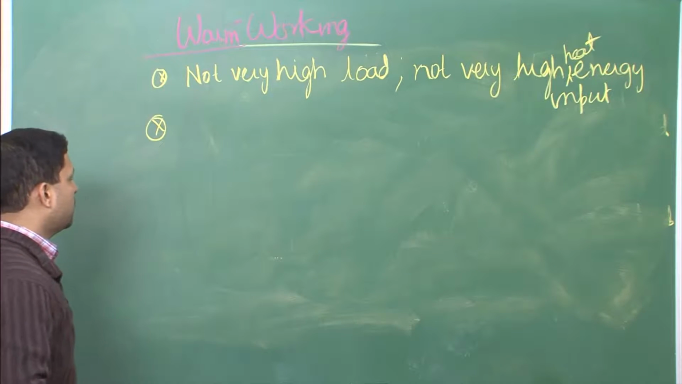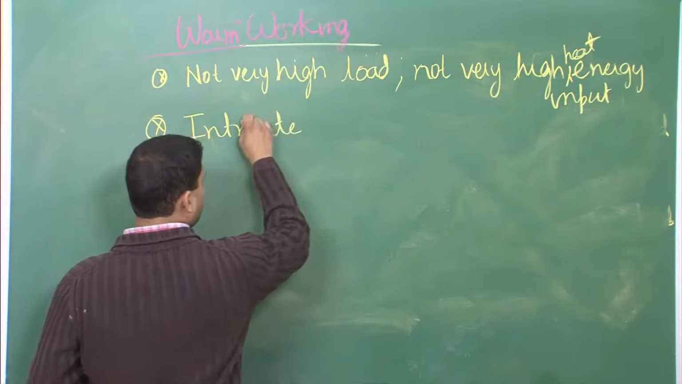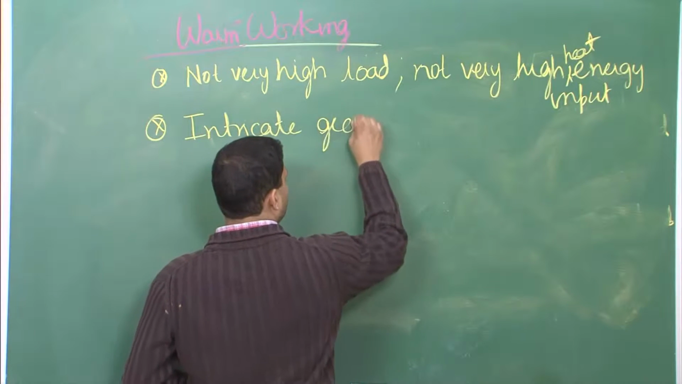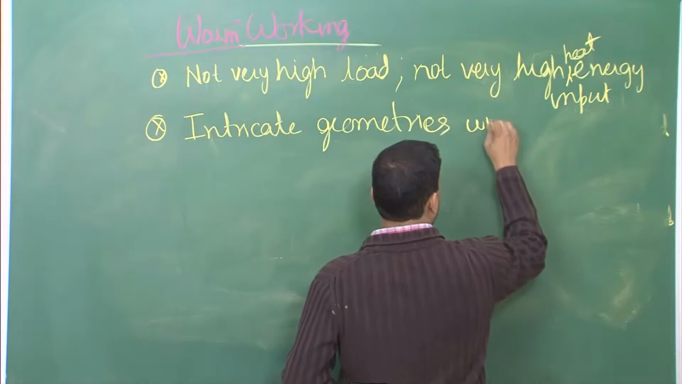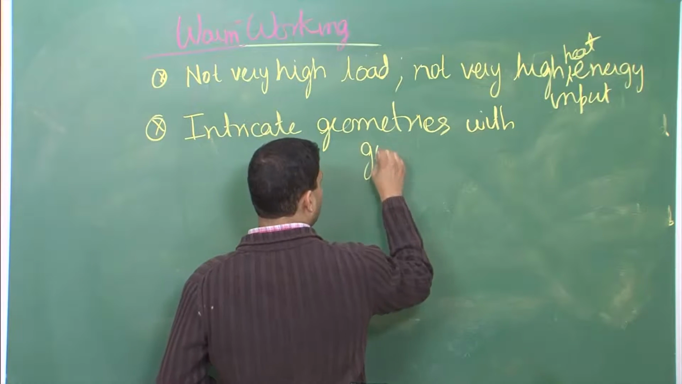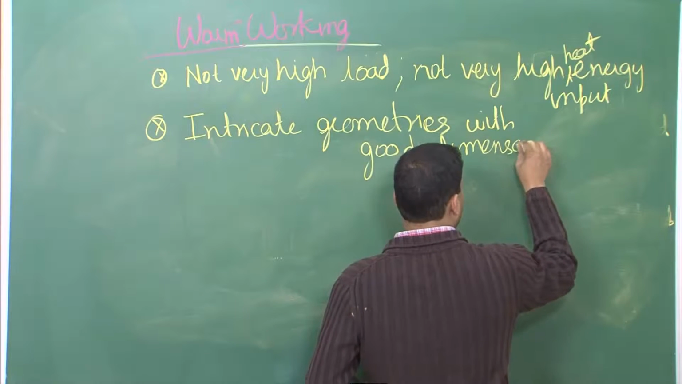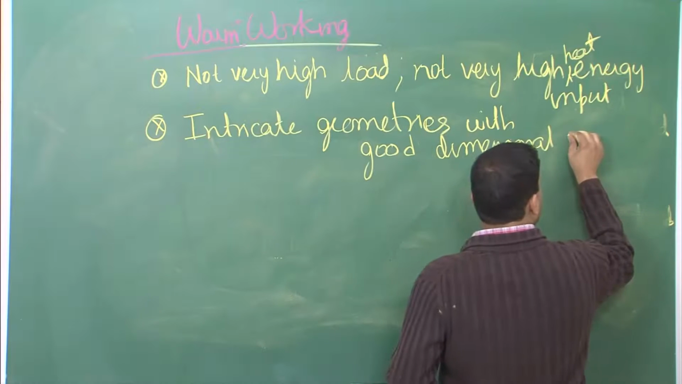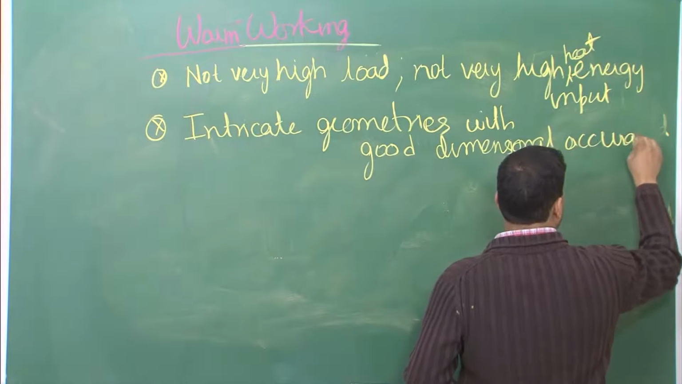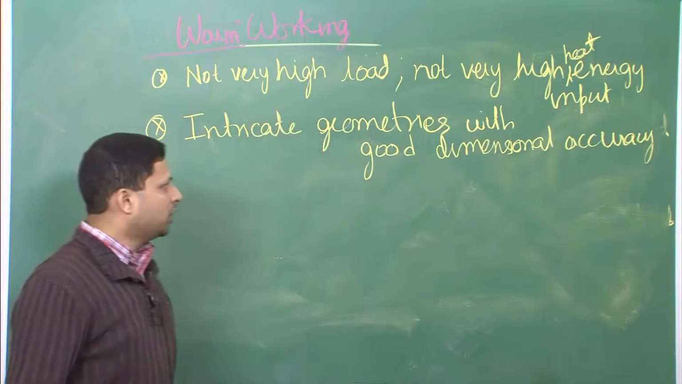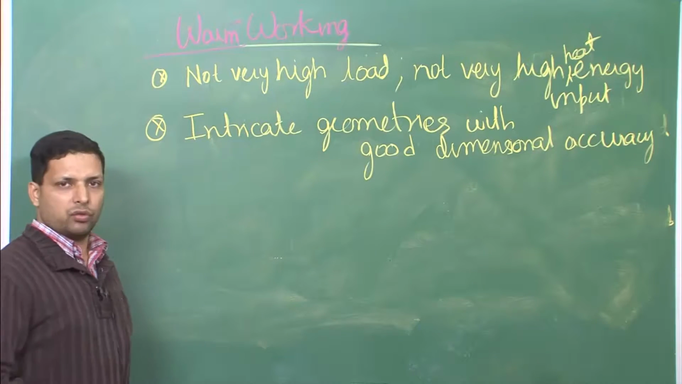And the advantage is that you get intricate geometries almost as good as you would get in hot working with good dimensional accuracy. So, now you see we are getting the best of both worlds. Good dimensional accuracy is not related with hot working, and intricate geometry is not related with cold working. But if you go for a little bit higher temperature, which is our zone of warm working, then we are able to get both. We are able to get intricate geometries with good dimensional accuracy.